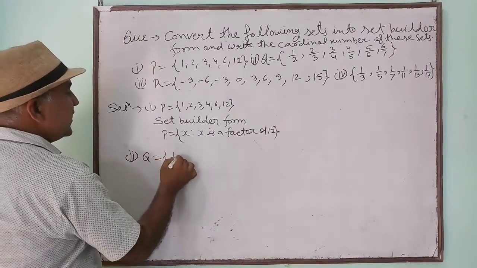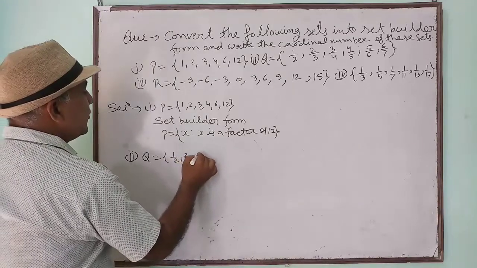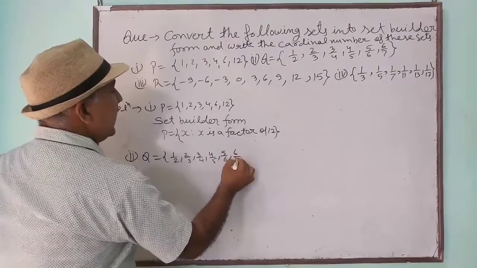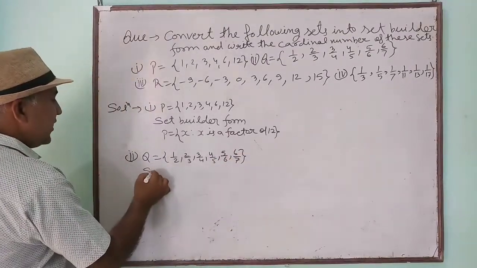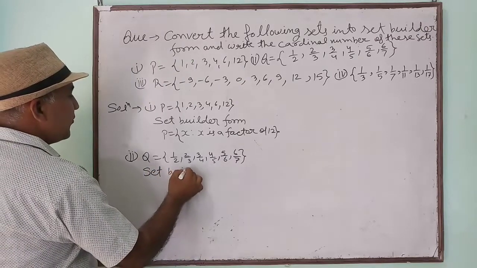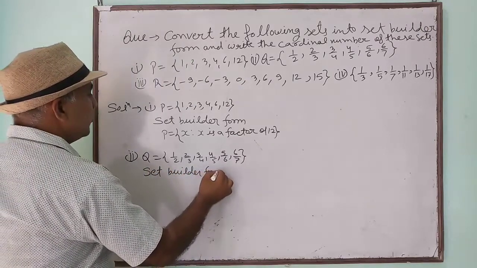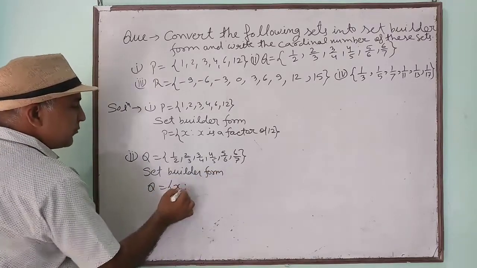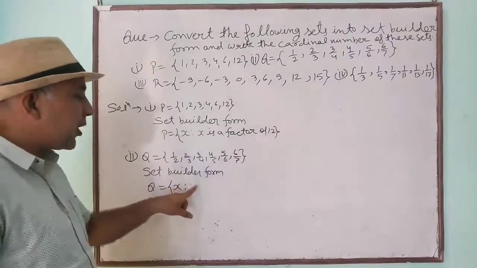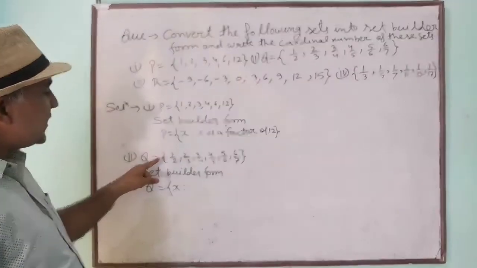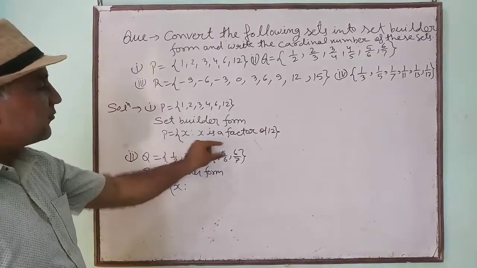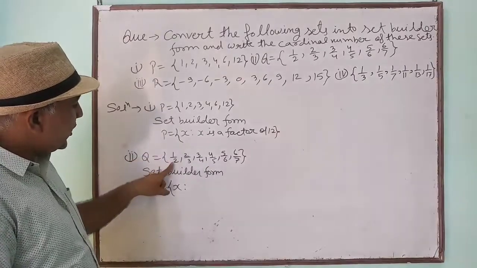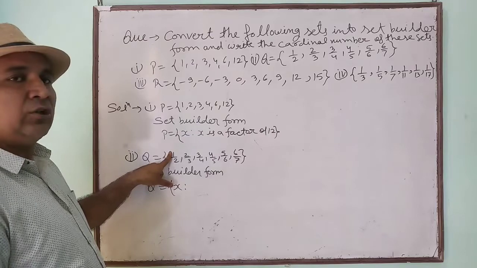The set Q has been given: 1 by 2, 2 by 3, 3 by 4, 4 by 5, 5 by 6 and 6 by 7, and we have to write it in set builder form. So first we will take one variable x, then we will apply the symbol such that, and then we write the property of x. We are watching that our x is a fraction here. Are you watching? Every number is a fraction, a fraction in which the denominator is 1 greater than the numerator.